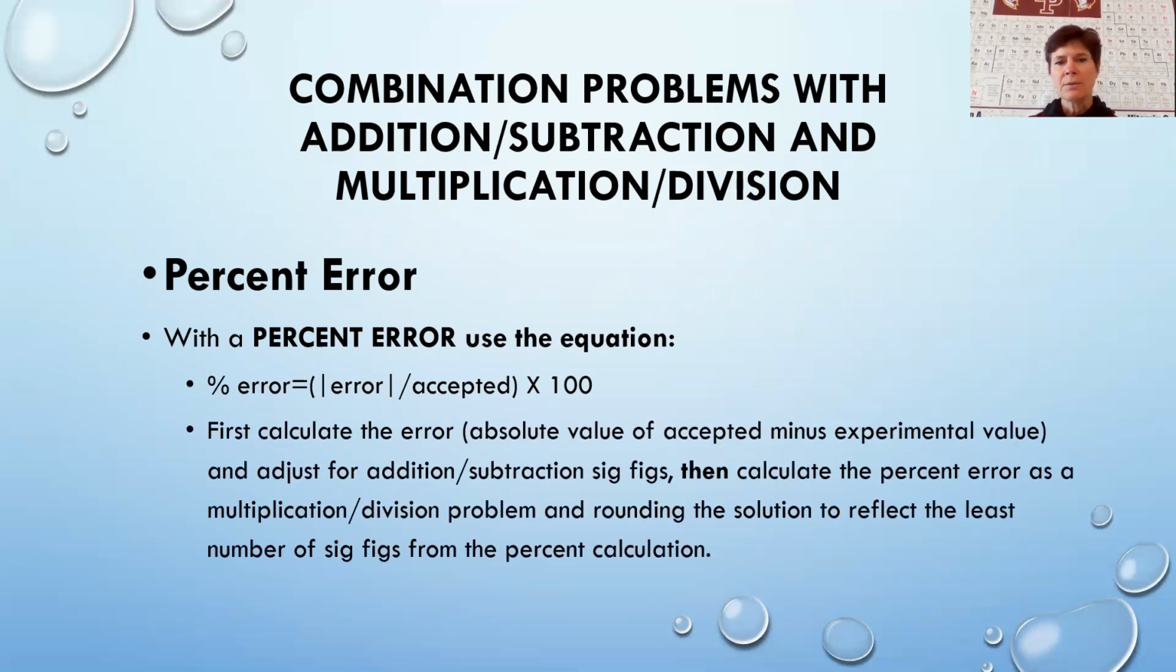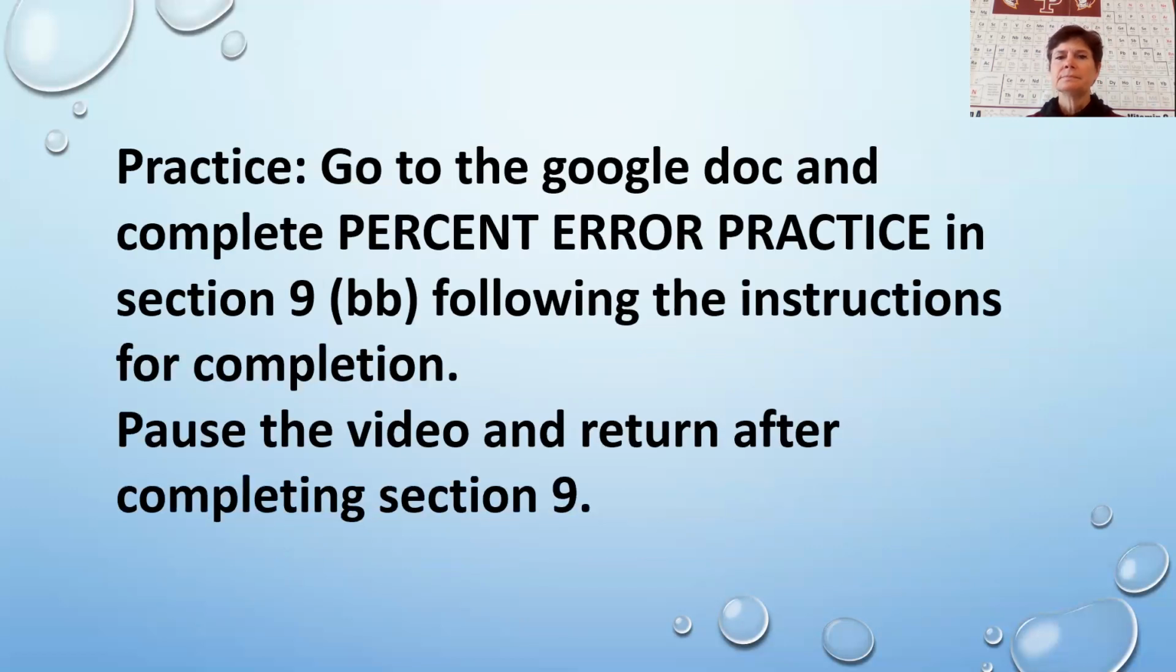First, we calculate the error. We take the absolute value of the accepted minus experimental value and adjust for addition, subtraction, sig figs. Just a heads up, sometimes this will be only 1 or 2 significant digits. Then we calculate the percent error as a multiplication division problem and round the solution to reflect the least number of sig figs from the percent calculation. So I'd like you to go to your Google Doc now and complete the percent error practice in section 9BB, following the instructions for completion. Pause the video and return after completing that section.